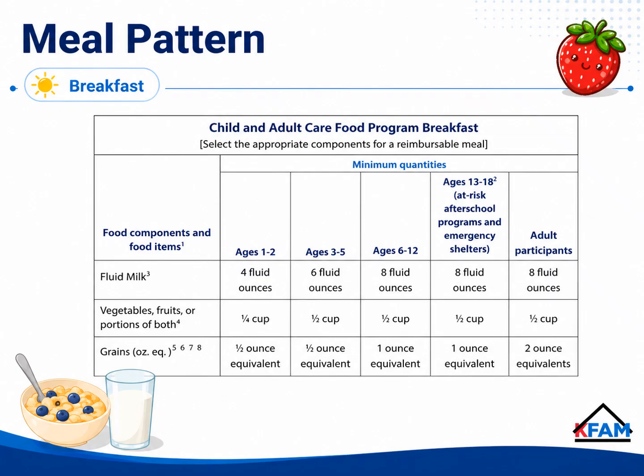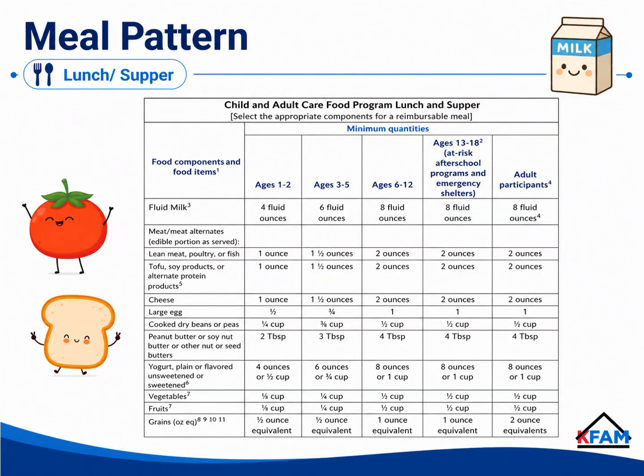This slide explains the Child and Adult Care Food Program lunch and supper meal pattern requirements. To serve a reimbursable lunch or supper meal, 5 components are required: fluid milk, meat or meat alternates, vegetables, fruits, and grains. For children ages 1 to 2, serve 4 fluid ounces of milk, 1 ounce of lean meat, poultry, fish, tofu, or cheese, 1/8 cup of vegetables, 1/8 cup of fruit, and 1/2 ounce equivalent of grains.